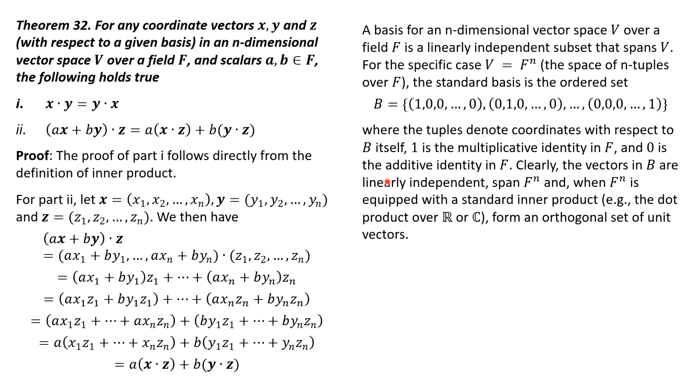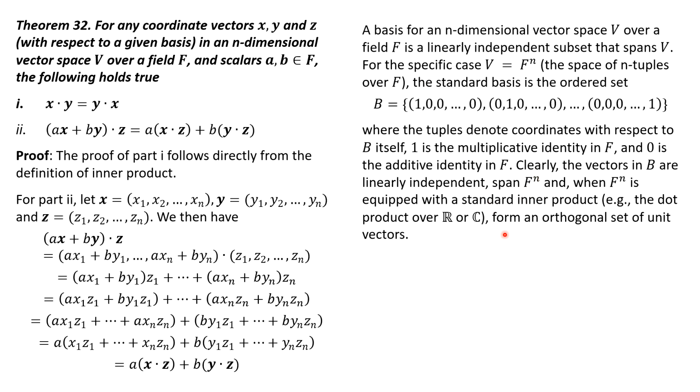Clearly, the vectors in B are linearly independent. They span F^n, where F^n is equipped with a standard inner product, like the dot product we defined earlier, and form an orthogonal set of unit vectors. So unit just means that the length is 1. I haven't defined the norm yet, but if you just accept my definition here that these are each of length 1, then we have an orthogonal set of unit vectors that form a basis for F^n.